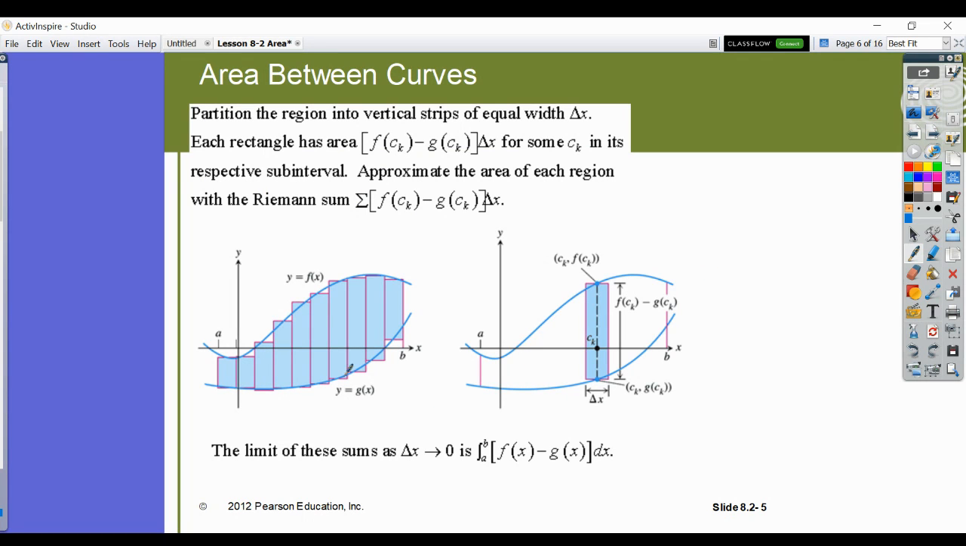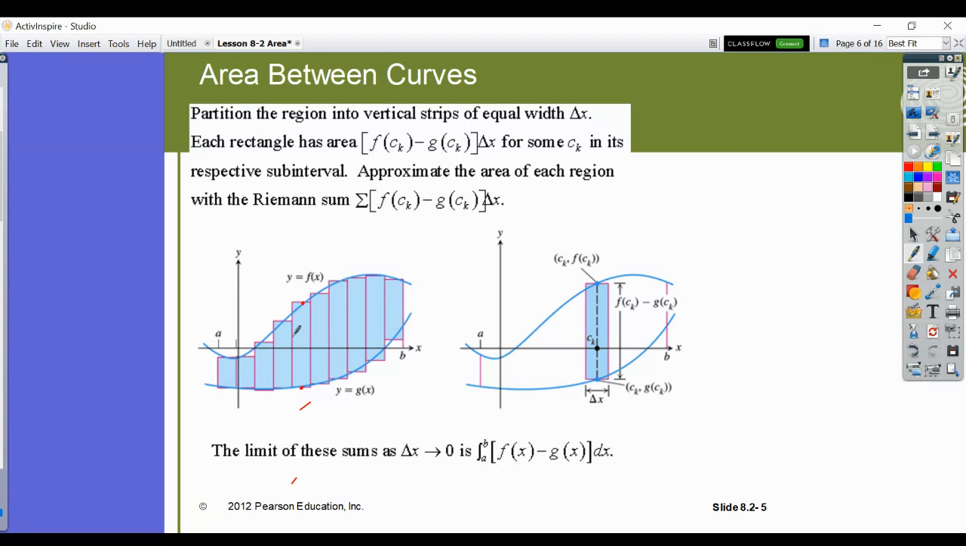This is a picture of what we're going to be doing. We're going to partition 2 different functions, a function on the top and a function on the bottom. The 2 functions do need to be continuous. We're going to partition it into vertical strips of equal width, and that width is delta x. Each rectangle has a height of f of x minus g of x, using the midpoint. So the f of x there minus g of x here gives you your height, and then our width is delta x.